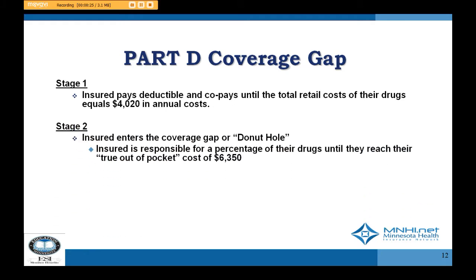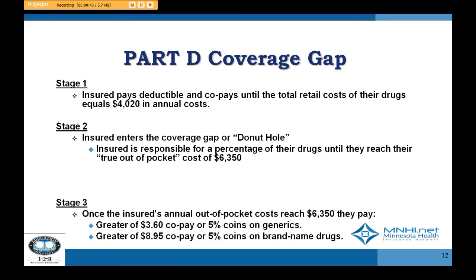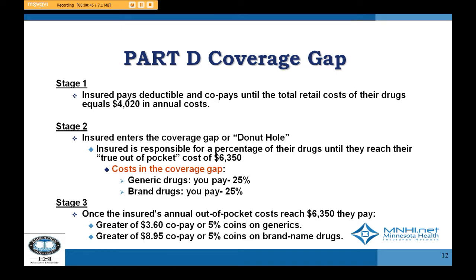Should you reach that, you're going to enter what's called the donut hole. When you're in the donut hole, you're paying a higher percentage for the cost of your drugs. You are able to exit the donut hole once you have hit a total cost of $6,350. That's referenced as catastrophic coverage. Costs in your coverage gap will be 25% for all generics and brand names. Once you reach that $6,350, you're going to have a better copay or coinsurance, whichever is greater, for the cost of your brands and generics.